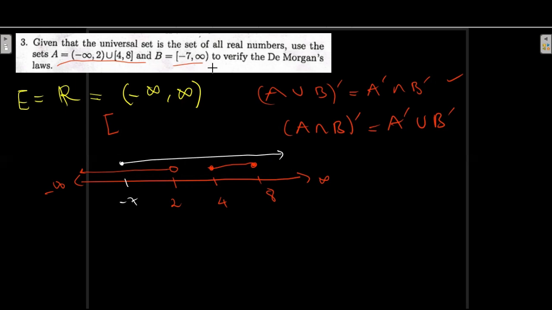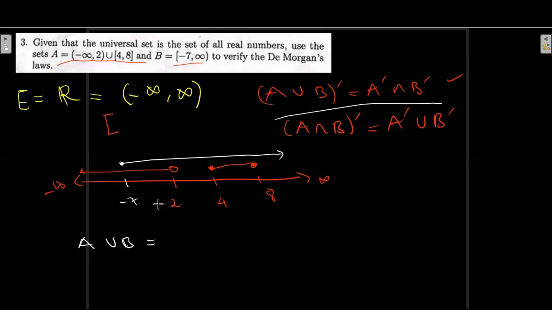Now, what they're telling you is to verify that (A union B) complement is equal to A complement intersect B complement. So now how do I do that? I first have to find my (A union B) complement. So to find my (A union B) complement, I first must find my A union B. So what is my A union B?